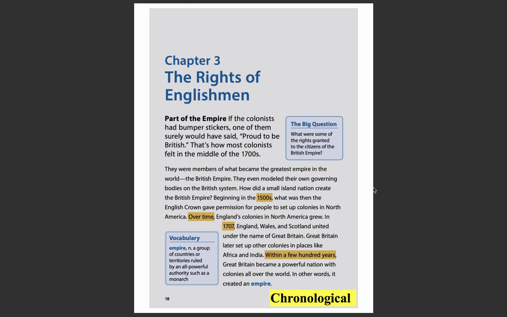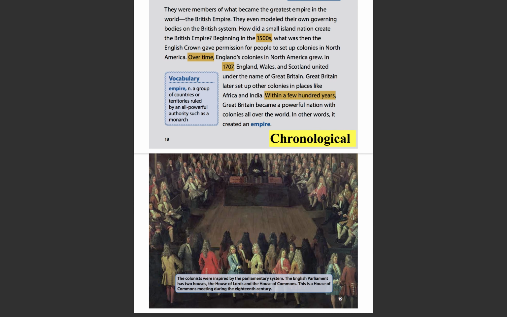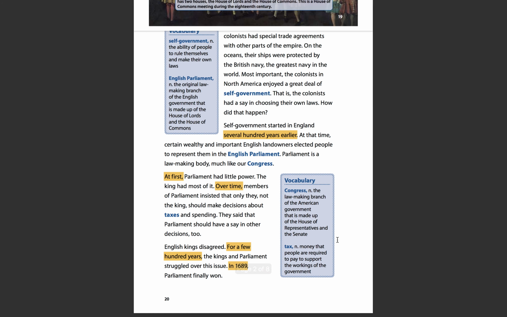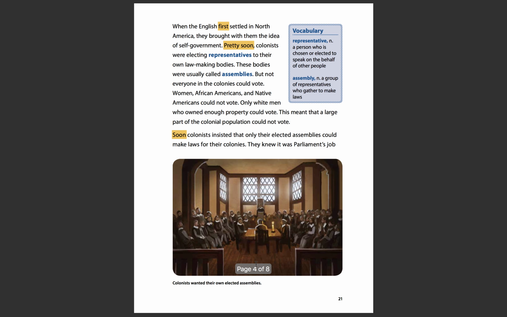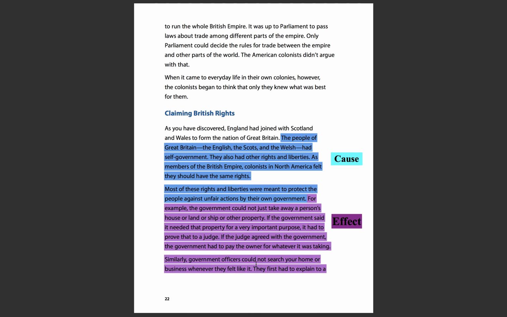So I read the first page and I saw dates over time, within a few hundred years, and I said, this looks like it's structured chronologically, in chronological order. But that doesn't mean the next page is the same, so I kept reading. Several hundred years earlier, at first, over time, for a few hundred years, in 1986, again, chronological. Kept going, still chronological. A lot of the times history is, and that's okay. Kept going, wait a minute, something's changing.